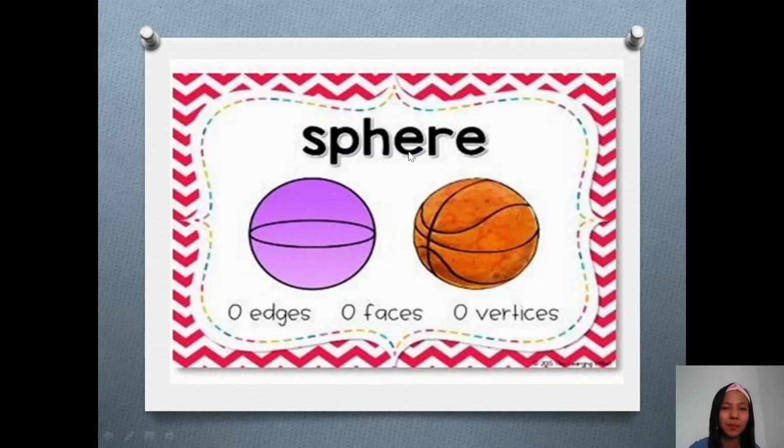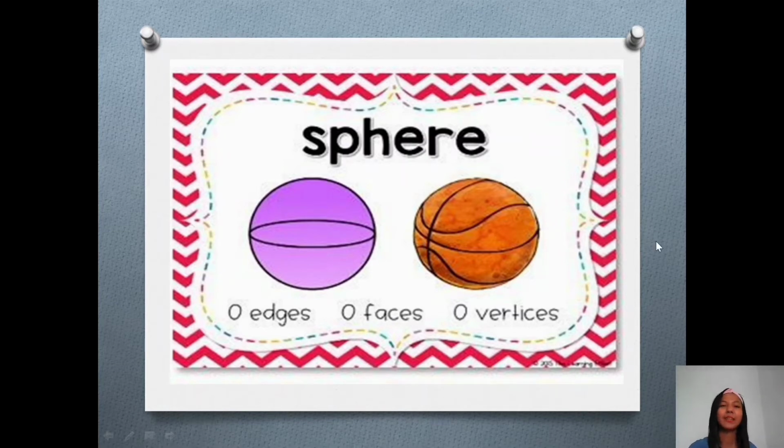Next, a sphere. A sphere looks like this. In real life, you can see an example: a ball. It has no edges since the body is a curve. A ball is only a curve. No faces because it has no flat area, and zero vertices because there are zero edges. Again, this is a sphere.